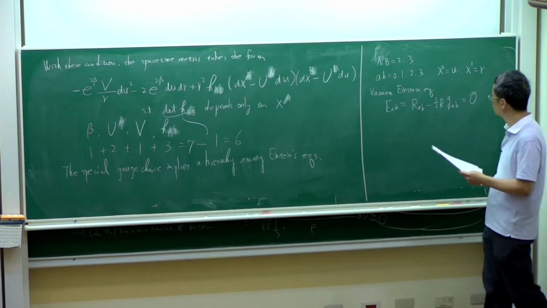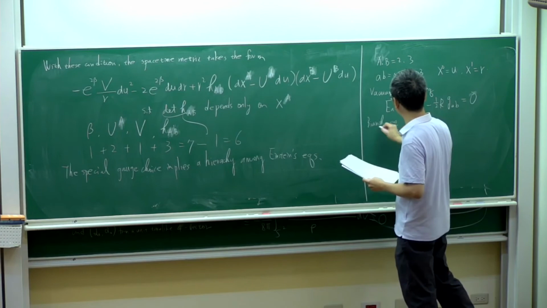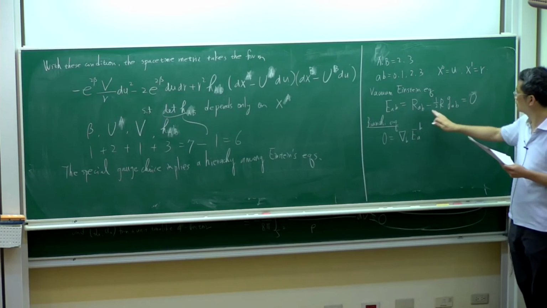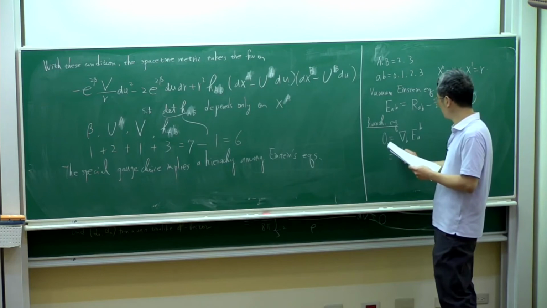Okay, and we also have the Bianchi equation, or contracted Bianchi equation, corresponding to the conservation law. This corresponds to nabla^a E_ab equal to 0. This is a conservation law of this Bianchi equation. And you can write this one down in terms of the metric.